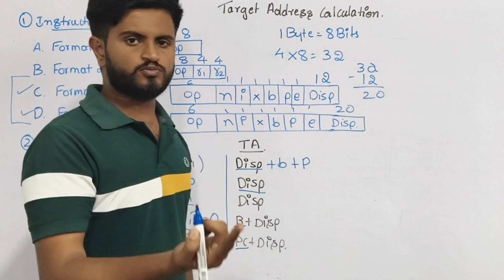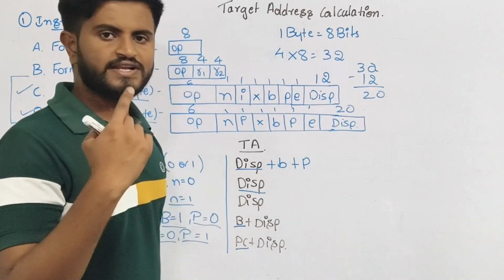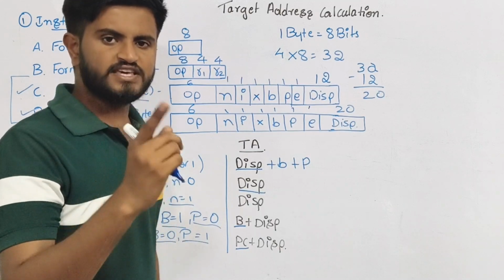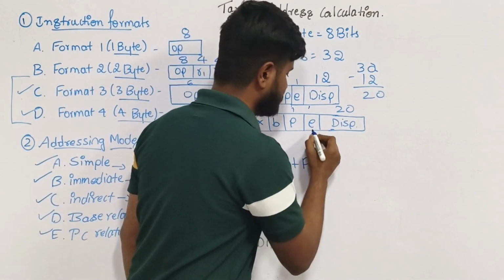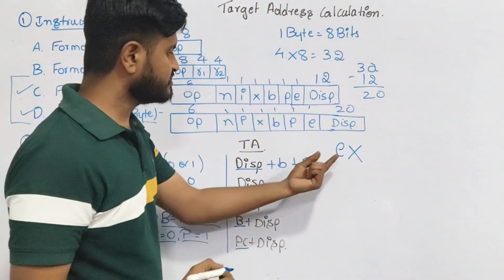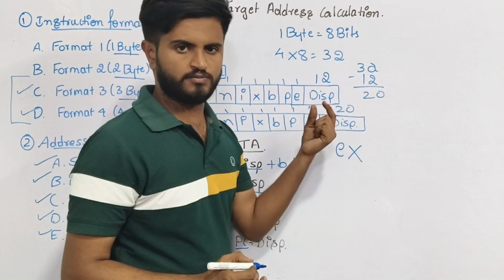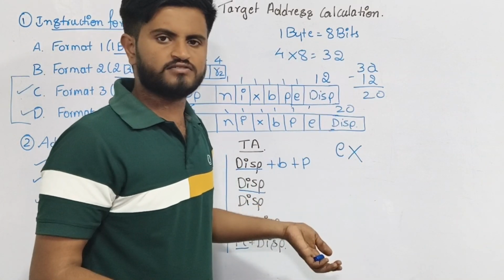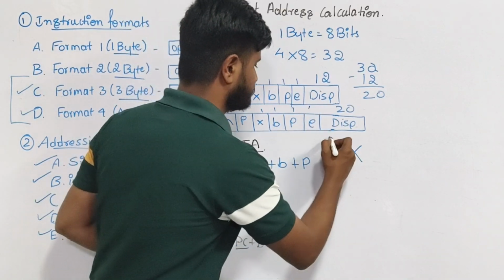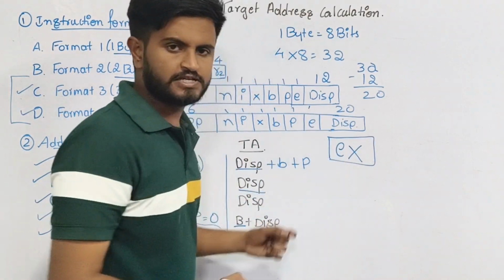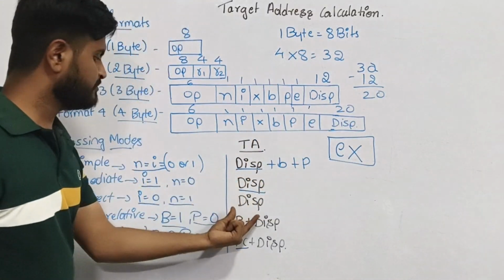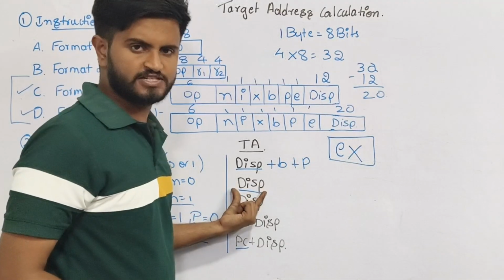But only e will be the exception. That is, when the e value is 1, you will not consider it. You must not consider the e value when its value is 1. When it is 0, you will not consider it as it is. But when its value is 1 also, you must not consider it. So e is the exception. Except e, if all others are coming, for simple also, for immediate also, the immediate formula is displacement now.